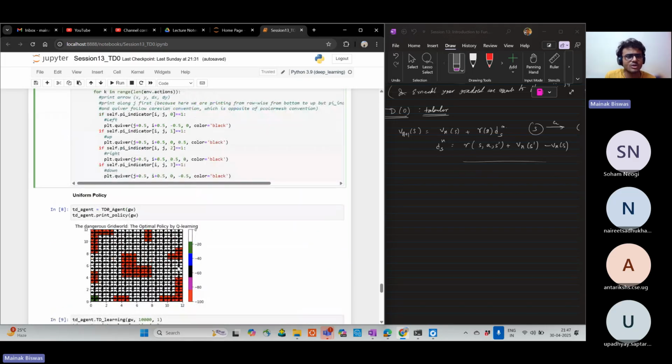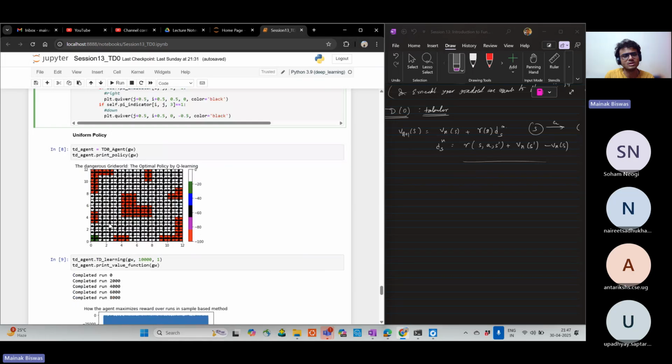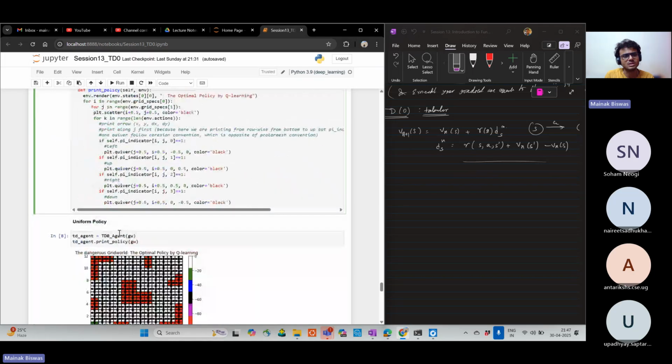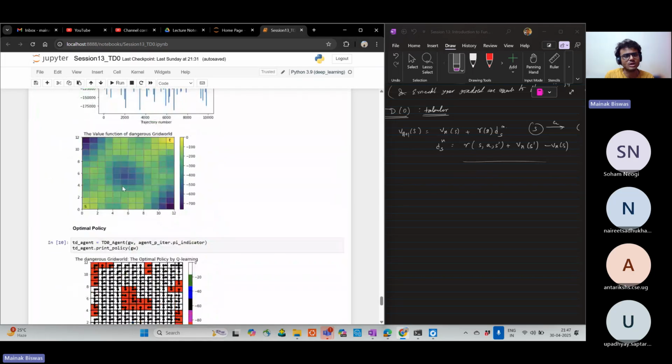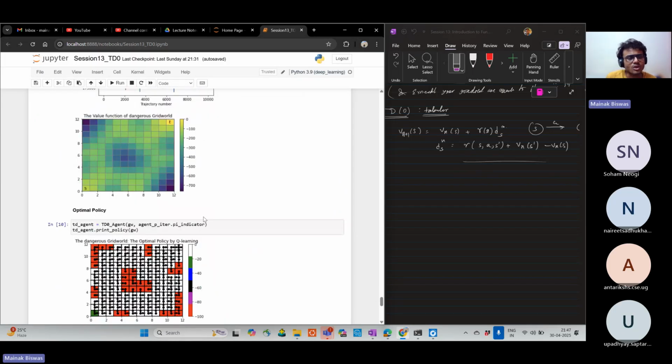So for a uniform policy over here, it does find out that these states are very, very harmful, just like we had found out in the real world example. This state is not good. That's what it found out. This is not a good state. These are not good states. These corners are not good states. Clear to everyone? If you follow a uniform policy.